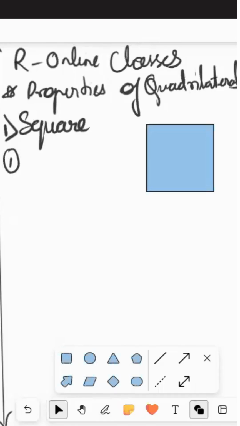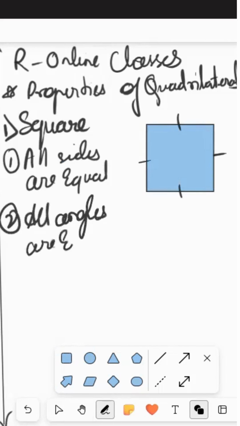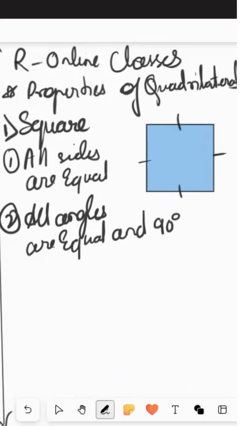Today we'll study the properties of quadrilaterals. It's a square. So a square, the first property is all sides are equal. So that means these are equal. Now all angles are equal and 90 degrees. Since all angles add up to 360 degrees, that means all angles should be 90 each.